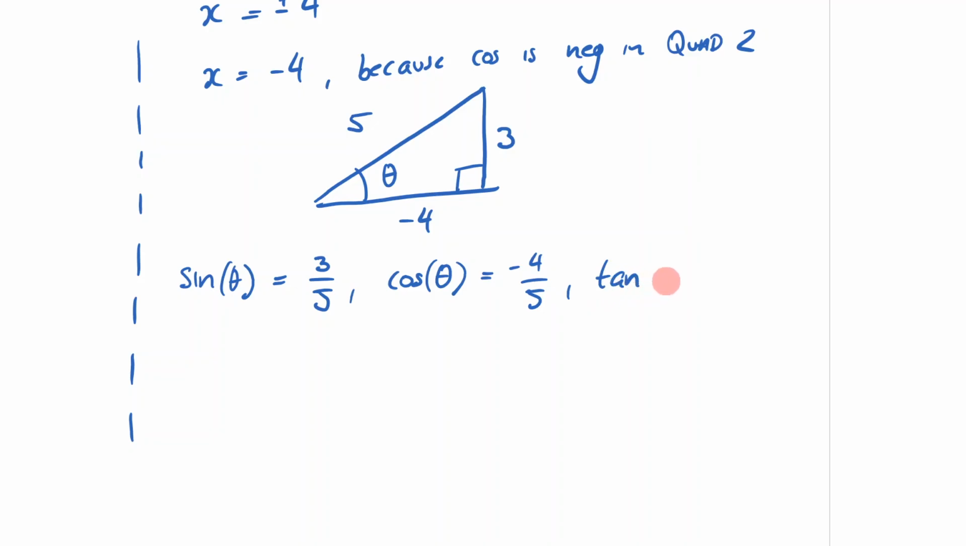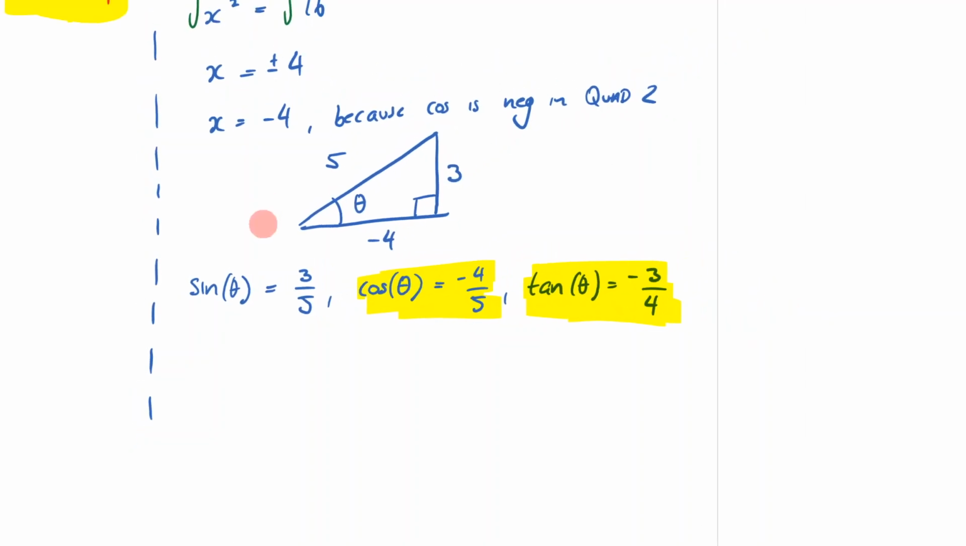Tan of theta is going to be opposite over adjacent. Opposite over adjacent will be negative 3 on 4. So there are all our answers, and that's what we got in the first part. We got this as our answer, and we got this as our answer. So that is another way of approaching this question.